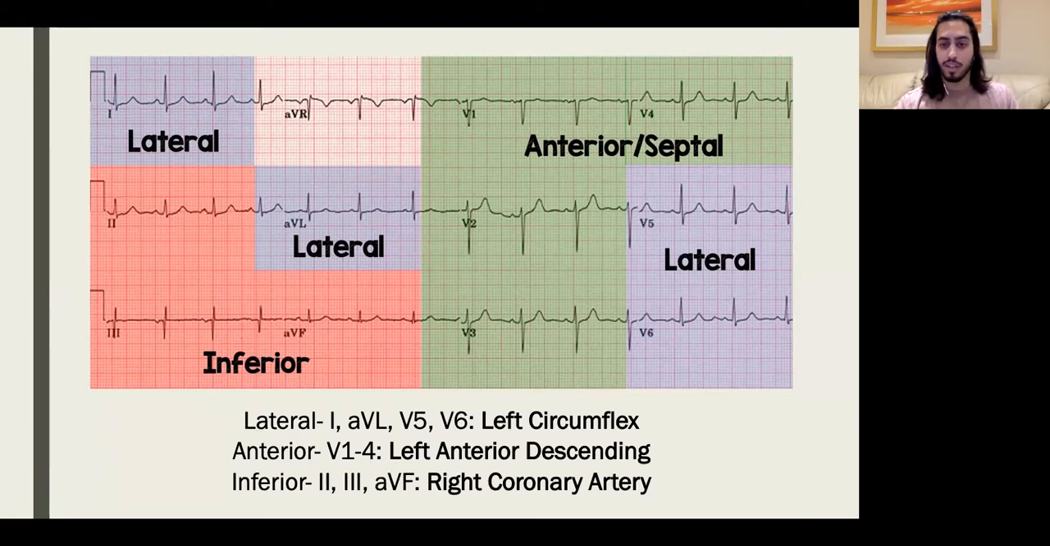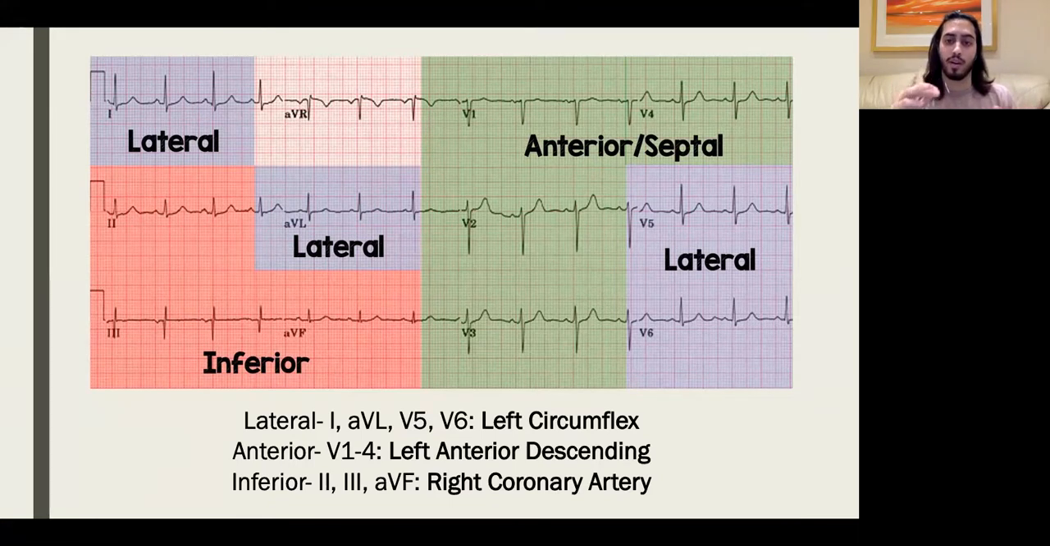And the really cool thing is, coincidentally, each of these territories that people talk about are actually supplied by their own coronary artery. So just a quick revision on the coronary vasculature. You have your right coronary artery, which supplies the bottom of the heart. So the inferior leads have a good view of that. Your left coronary artery splits into your left circumflex, which supplies the left side of the heart, the lateral part, 1, AVL, V5, V6. And it also splits into your left anterior descending, which looks at the anterior septal part of the heart.